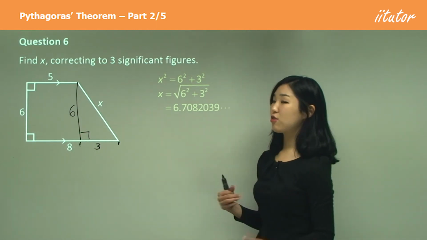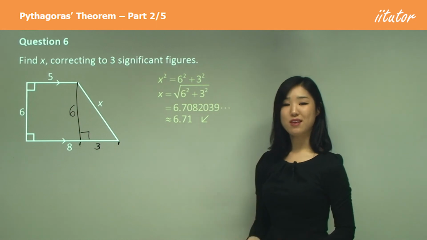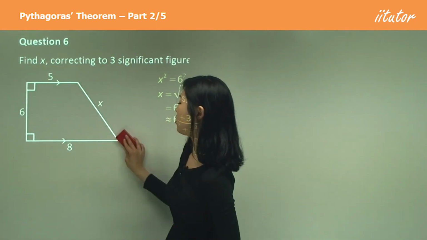And what is the answer to 3 significant figures? You guys can tell me. Should be 6.71. Okay, that's what I did. So build up your own triangle within the shape.